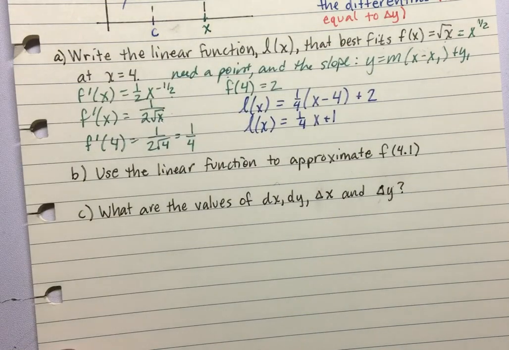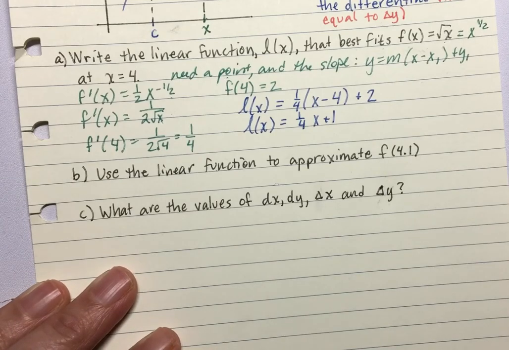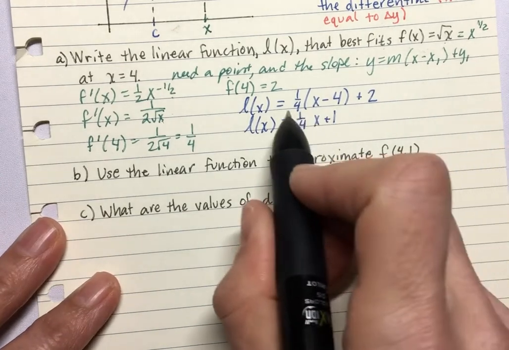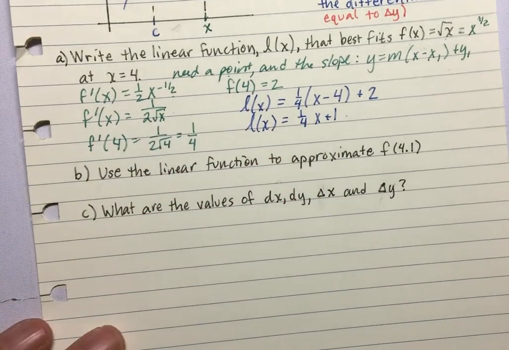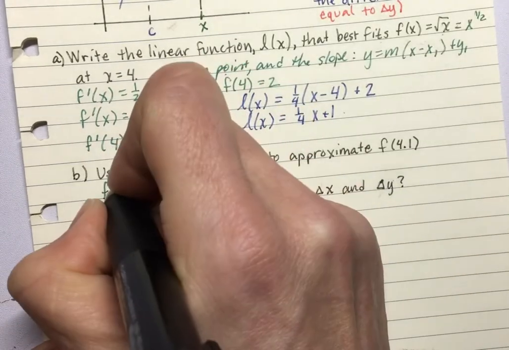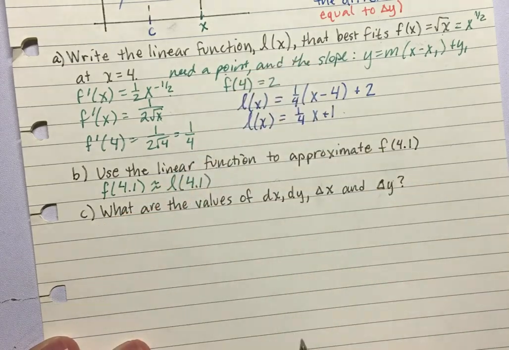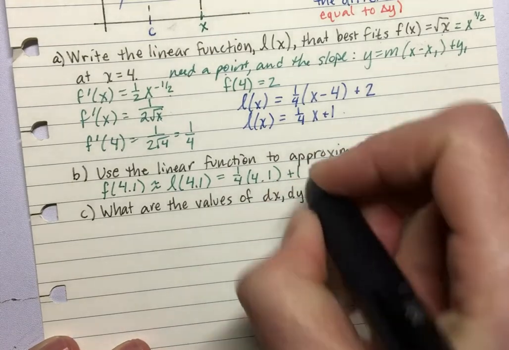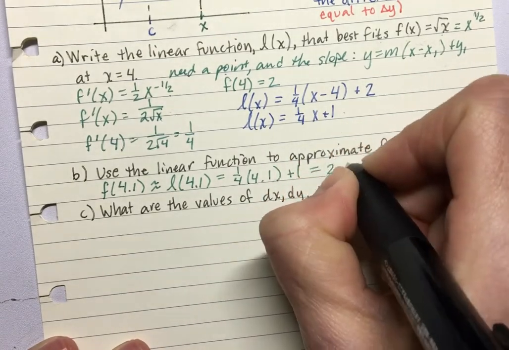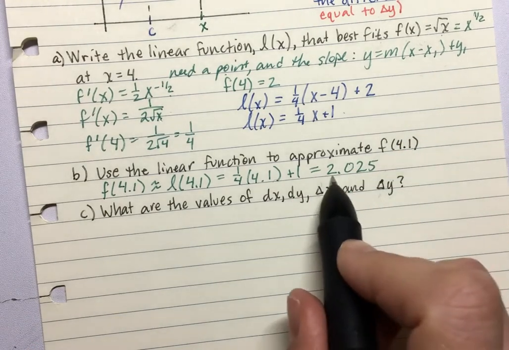If we use our linear function to approximate f of 4.1, because say this is in the land before calculators, could you easily do the square root of 4.1? No, but we can plug it into our line. f of 4.1 is going to be approximately equal to L of 4.1. If we plug that in, 1/4 times 4.1 plus 1, that is 2.025. So that tells us the square root of 4.1 is about 2.025.